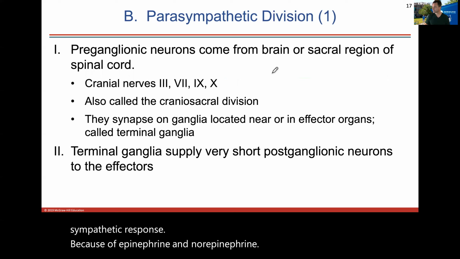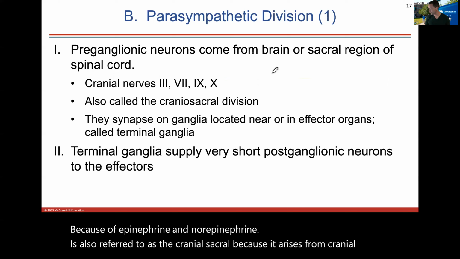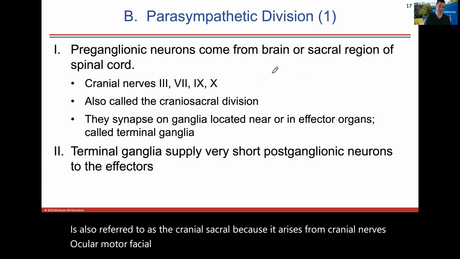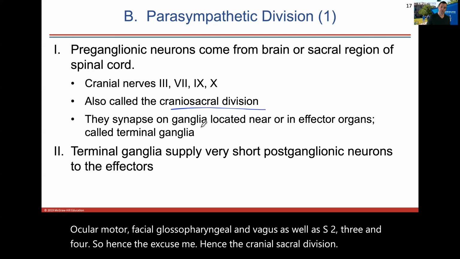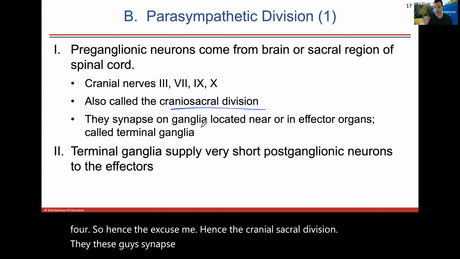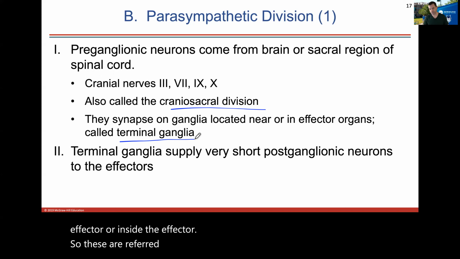Parasympathetic is also referred to as the craniosacral because it arises from cranial nerves, oculomotor, facial, glossopharyngeal, and vagus, as well as S2, 3, and 4. So hence the craniosacral division. These guys synapse really on ganglia that are either right near the effector or inside the effector. So these are referred to as terminal ganglia.